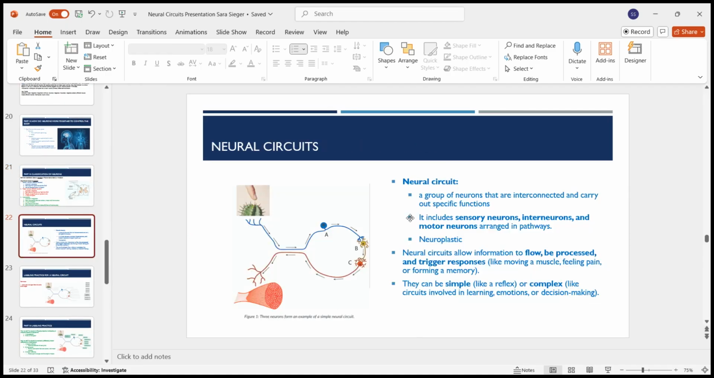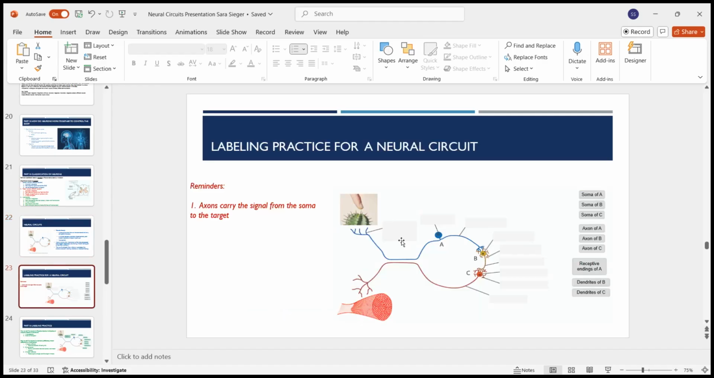So looking at this, we're going to connect it again with neural circuits. They're very neuroplastic, and neuroplasticity allows the nervous system to modify connections based on experience, practice, or injury. So that will determine what is being triggered. So go ahead and try and fill out this. This was from the lesson.